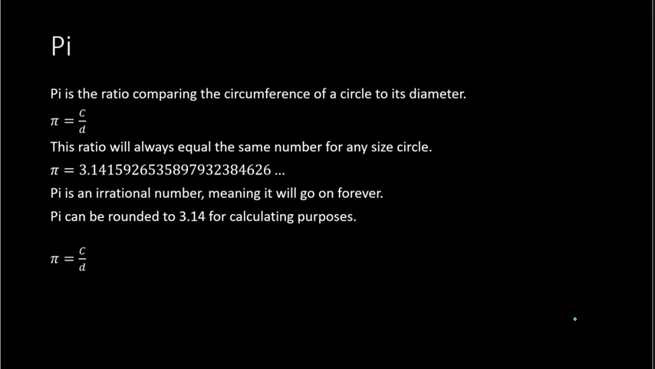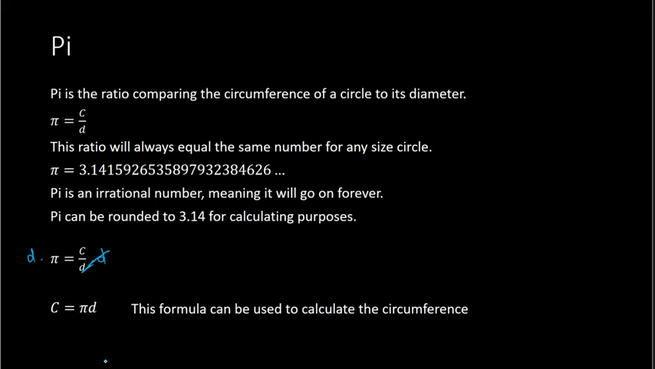So as we said, pi is circumference divided by the diameter. I can rearrange this and solve for c, the circumference, by multiplying both sides by d. When I do that, the d's cancel over here, and now I have c equals pi times d. So this is my formula that can be used to calculate the circumference.